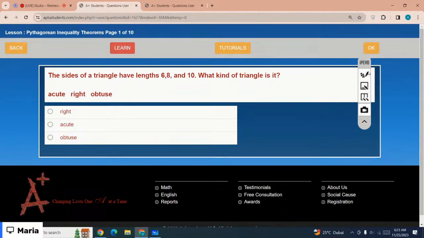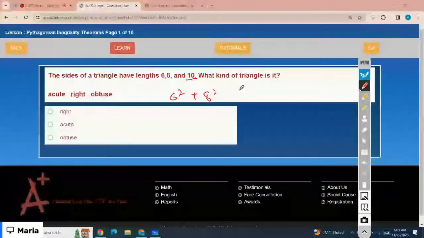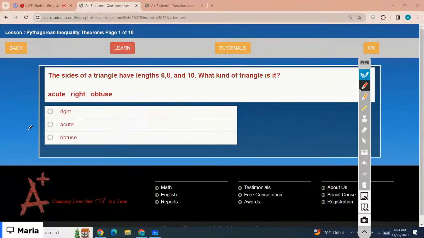The greatest one is the c, right? So 6 square plus 8 square, you have to compare it to c square. 36 plus 64 is 100, and 10 square is 100. They are exactly equal. If both are equal, the triangle is a right triangle, right? So that would be a right angle triangle. This is a right triangle.